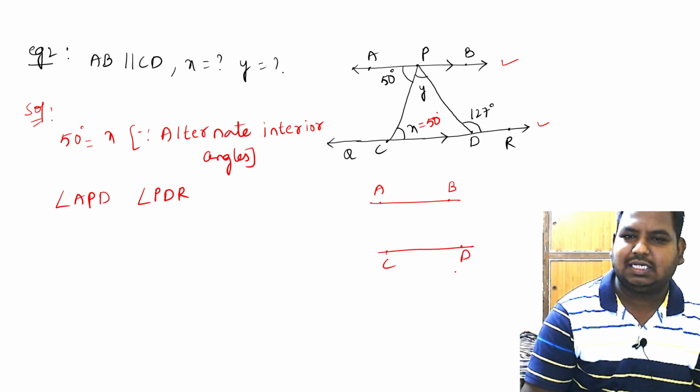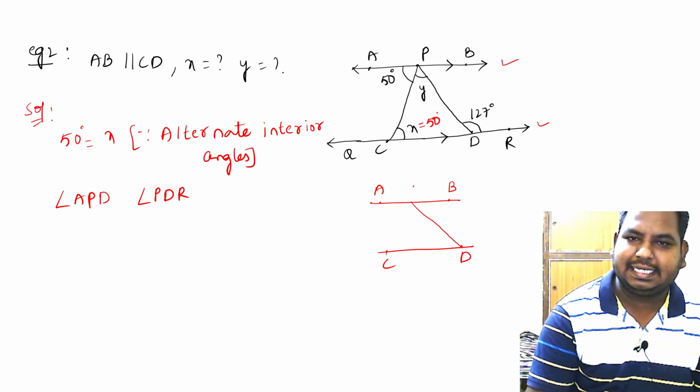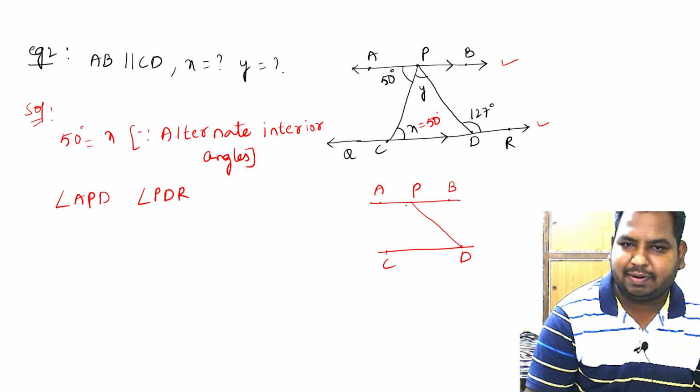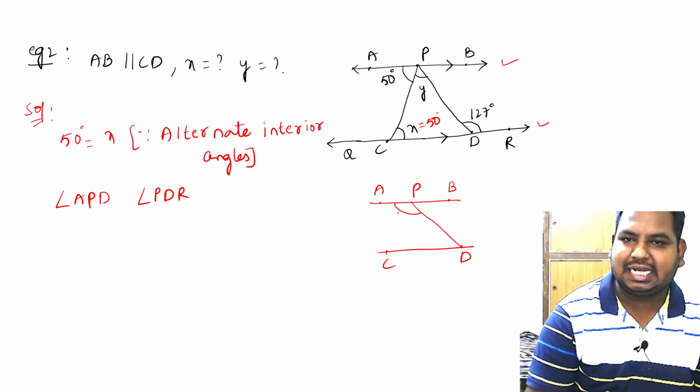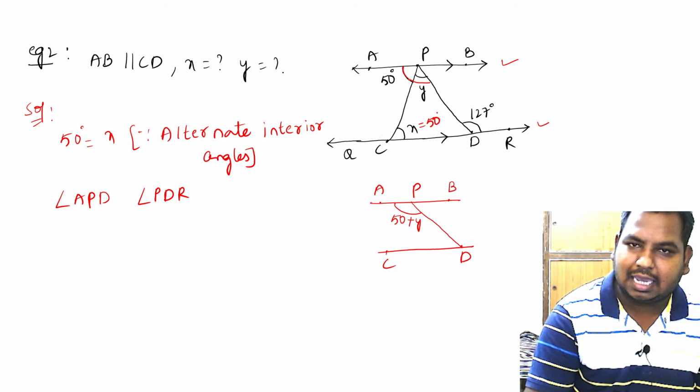Which one is the transversal here? PD is the transversal. Are you getting me? So what is the measure of angle APD? Angle APD is nothing but 50 plus y. This complete angle APD is 50 plus y.